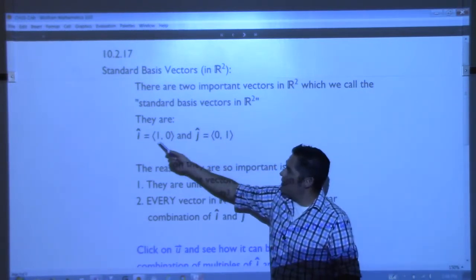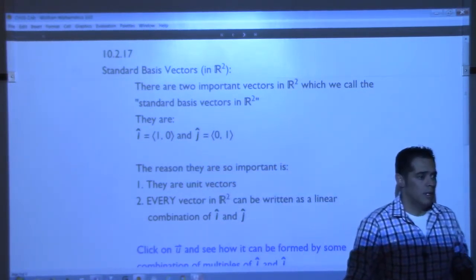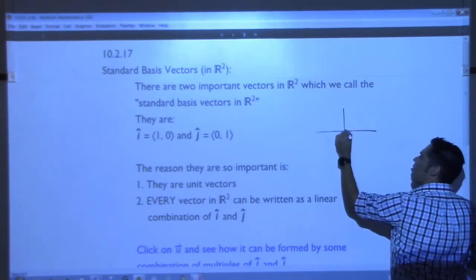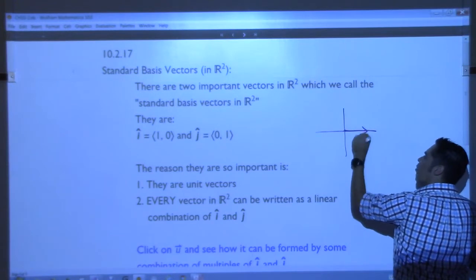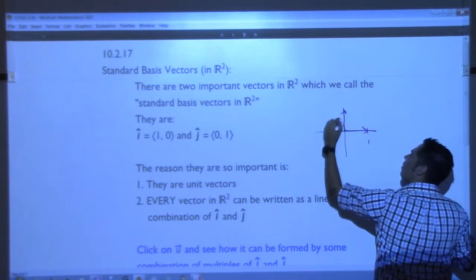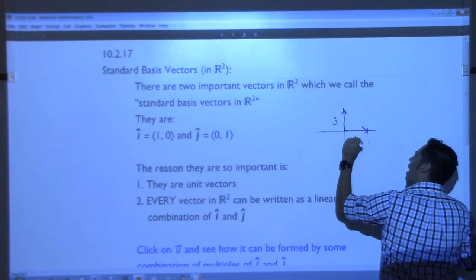I hat is the vector 1, 0. And if you look at that vector, starting at the origin, it goes out 1 unit, right? There it is. That's I hat. J hat points straight up, 1 unit. So that's J hat, and this is I hat.